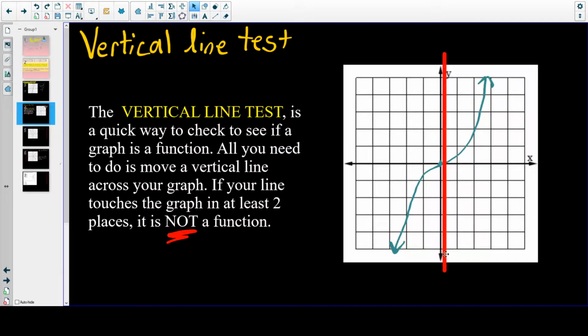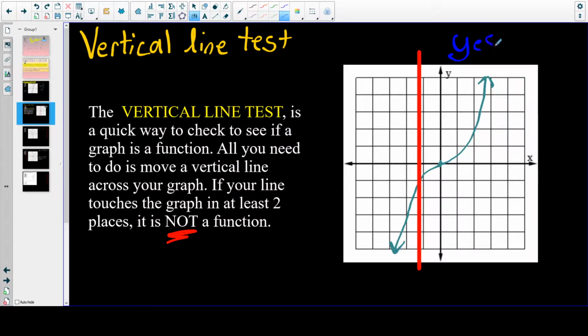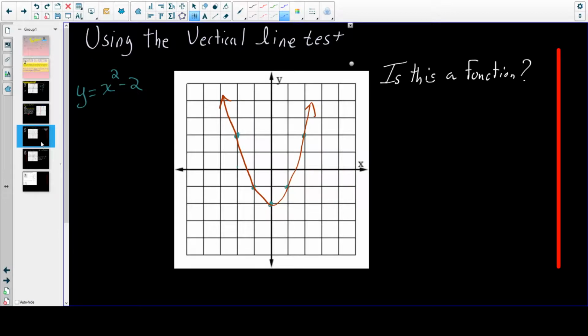So for example, if I move it right here, right? Let's say I move my line and I keep it right there. This line only touches the graph right there. Right? And if I were to move this, let's say, randomly over here, this line only touches the graph right there. Since our vertical line only touches our graph at one point always, is this a function? The answer is yes. Okay?